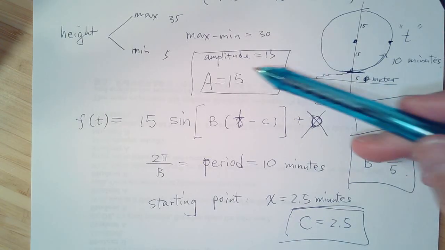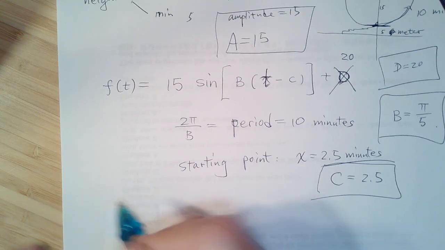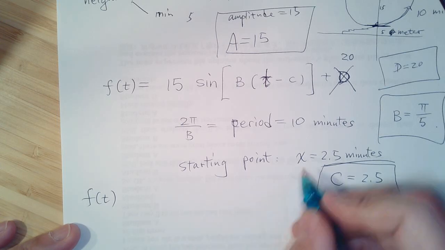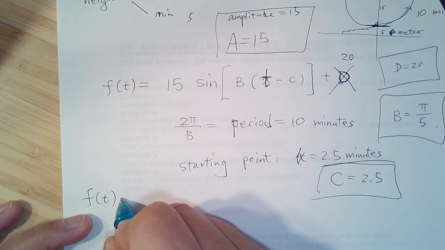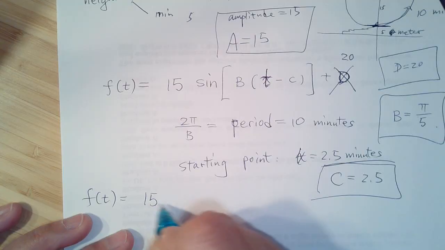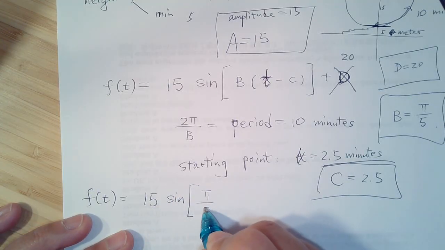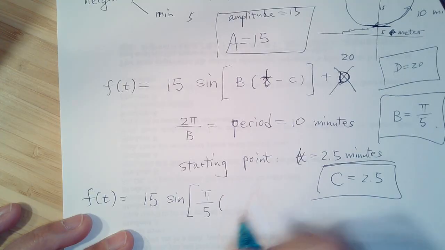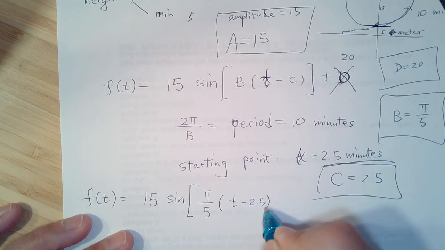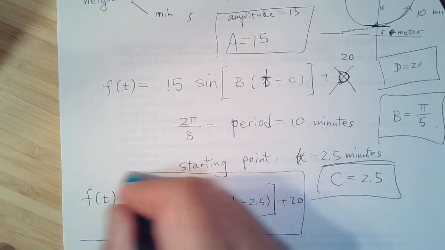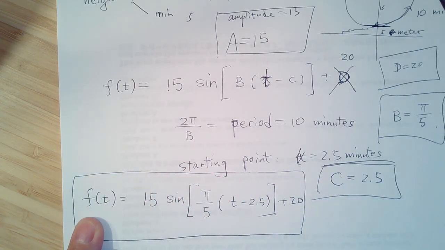I have a, b, c, d. So let me write it. My f of t, sorry, I shouldn't use x, I should use t all the time, okay? So that's going to be 15 times the sine of pi over 5 times, and then remember here it's x minus c, so it's t minus 2.5. And all together plus 20. This is my function to show the height of me 10 minutes after I get aboard.